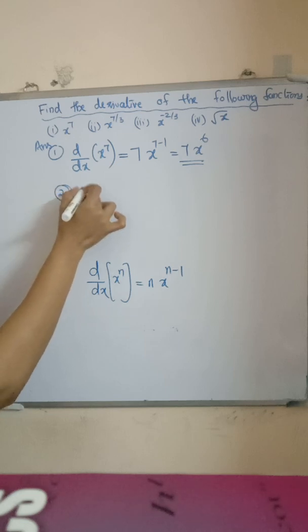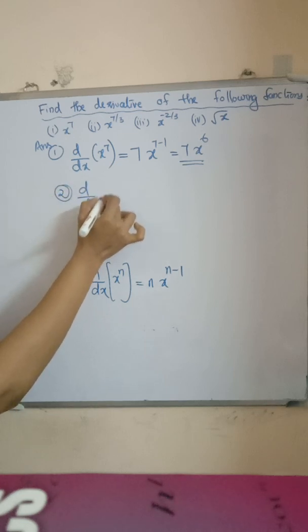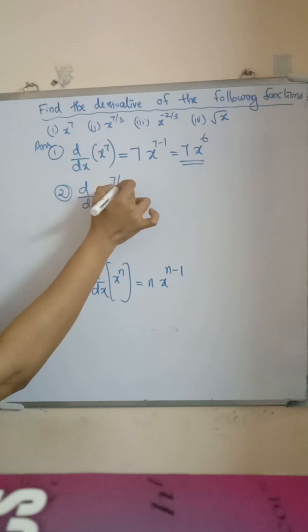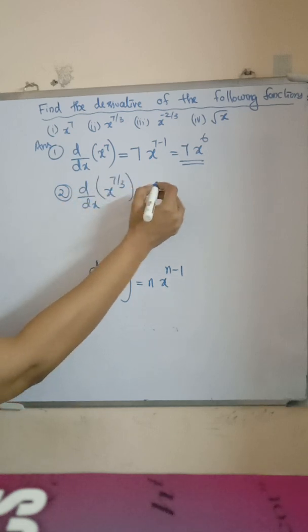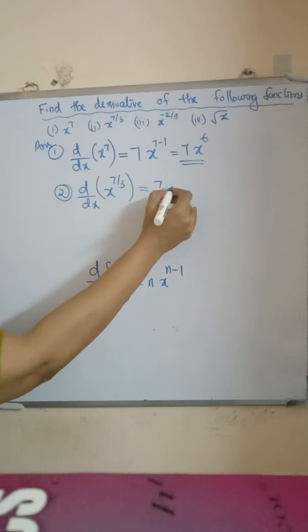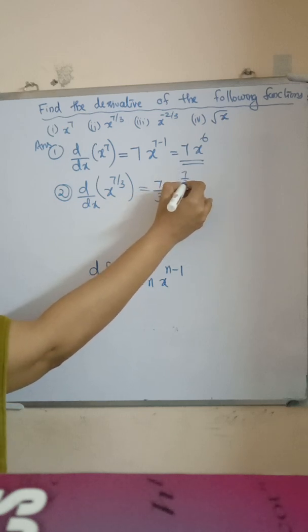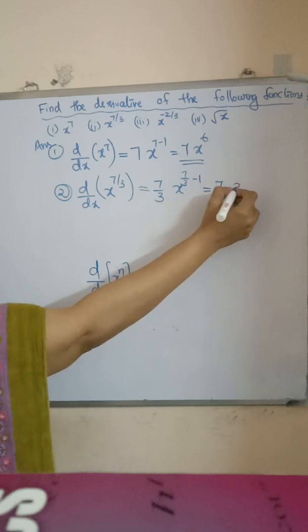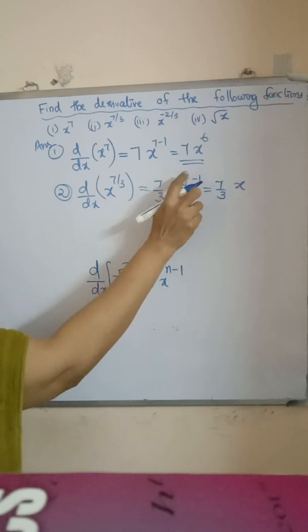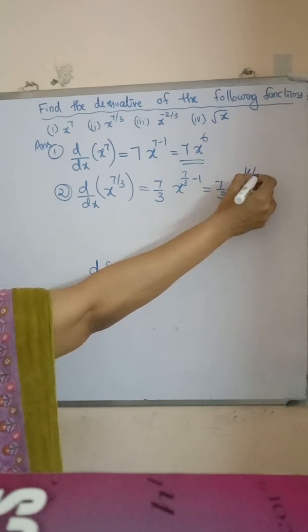Then what is the derivative of x raised to 7 by 3? Here n is 7 by 3. So 7 by 3 x raised to 7 by 3 minus 1. That is equal to 7 by 3 x raised to 7 minus 3 by 3. That is 4 by 3.